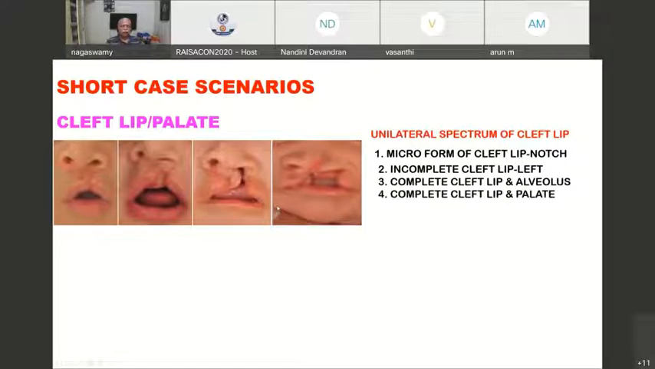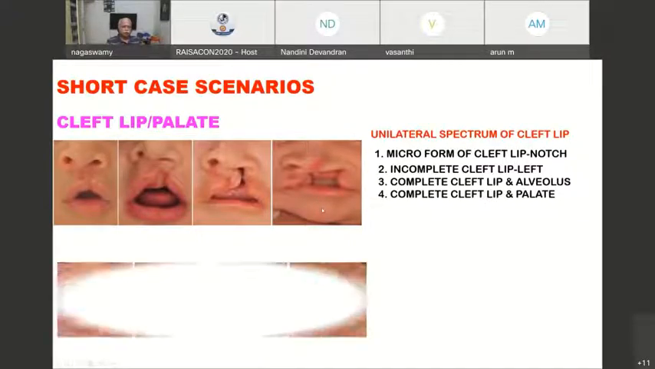And the fourth type is a complete cleft lip along with the palate. It has gone on into the hard palate also, so all the palate is also involved. So there are four types like this.